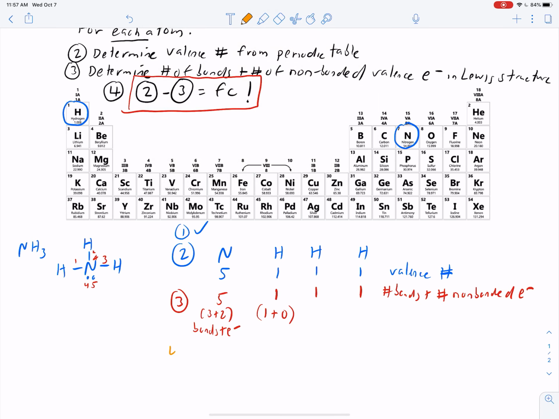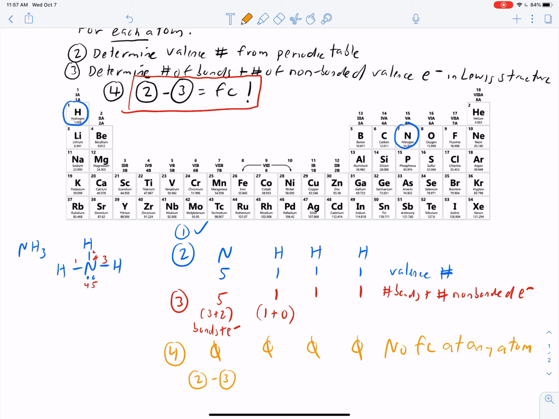which I'll use orange for. We'll see how that looks. Oh, that looks adequate. In step 4, we subtract value 3 from value 2. 5 minus 5 is 0, 1 minus 1 is 0, 1 minus 1 is 0, 1 minus 1 is 0. Okay. The punchline here is that for ammonia, there is no formal charge at any atom.